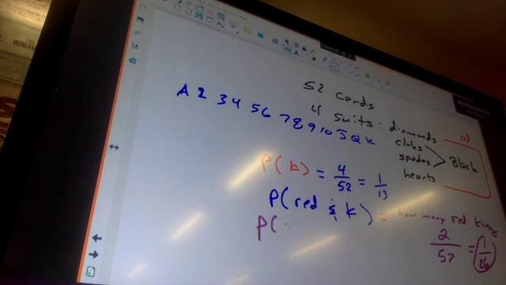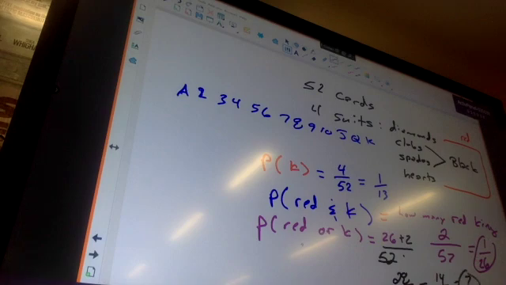Probability of selecting a red or a king. In this case, we have 26 red cards, and then we have 2 kings that are black, out of 52. So that's 28 out of 52. You could reduce that to 14 out of 26, which is 7 out of 13, reducing the fraction, for a red or a king.